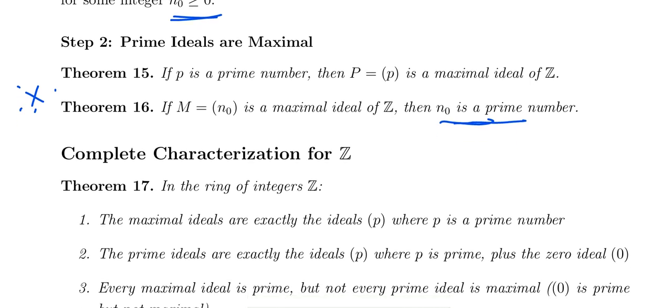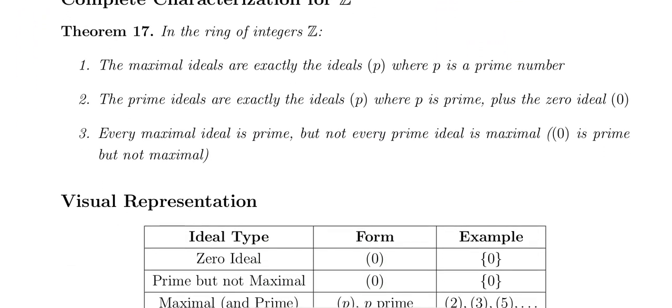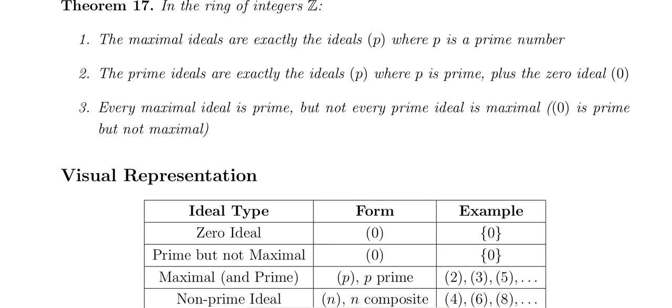And the characterization in the ring of integers Z: the maximal ideals are exactly the ideals generated by p, where p is a prime number. The prime ideals are exactly the ideals generated by p where p is a prime number, plus the 0 ideal. Every maximal ideal is a prime ideal, but not every prime ideal is a maximal ideal. So 0 is a prime ideal but not a maximal ideal. This is also a very important one.